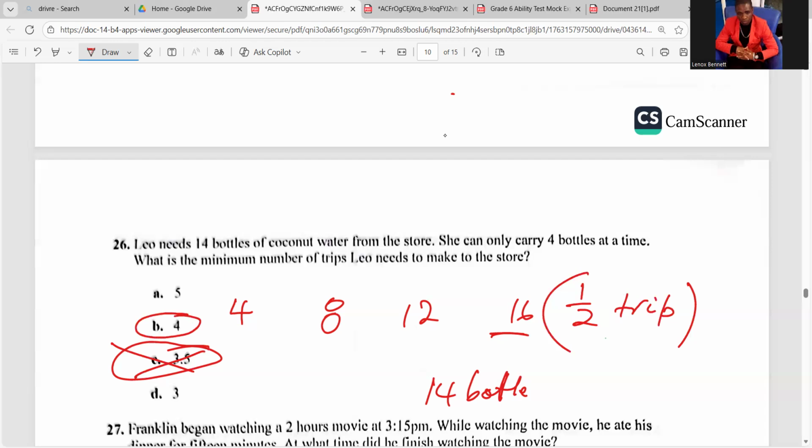4 trips. All right. And they clearly say here, she can only carry 4 at a time. Only. So you can't carry 2, because that's what persons are suggesting, that you carry 2 for the last trip. But it clearly says she can only carry 4.